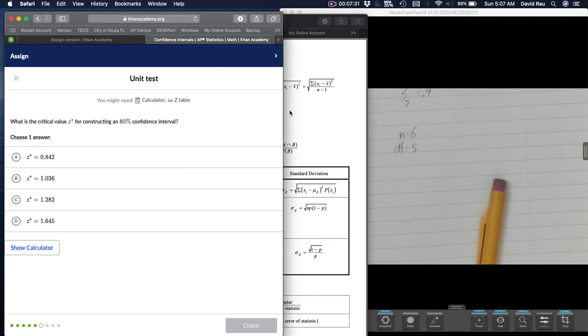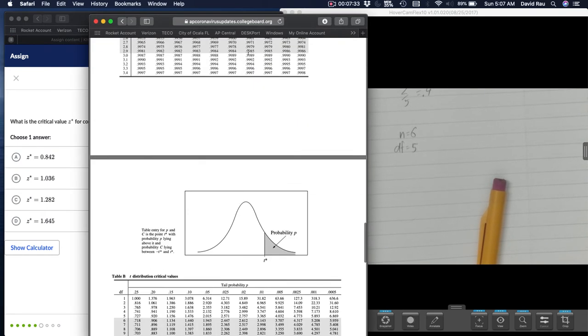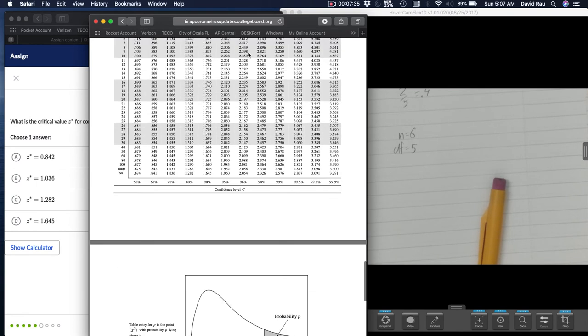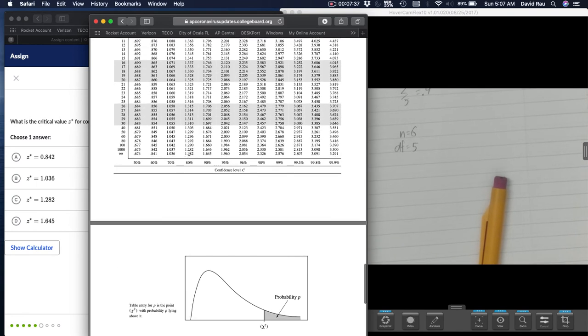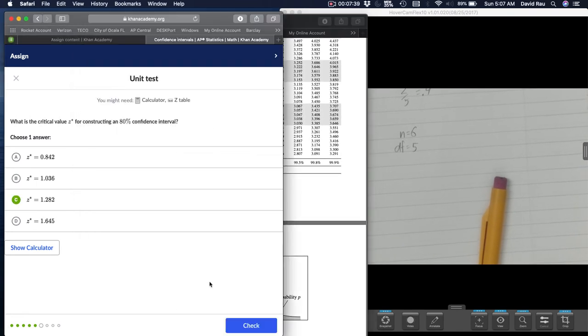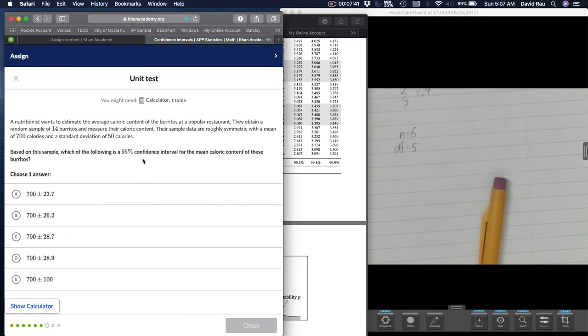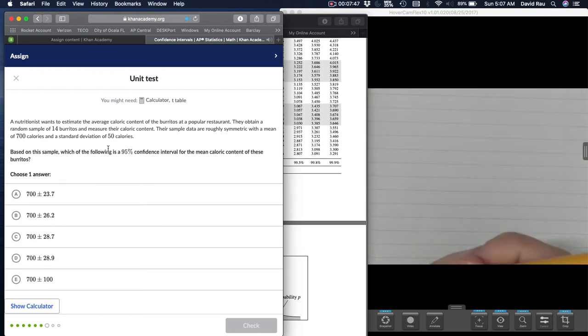Critical z-value for 80% confidence. So again, easy giveaway question. It's almost too easy. 80% confidence is 1.282. Now we're cooking. Okay, now it's time to construct an interval for the mean. So let's do that.